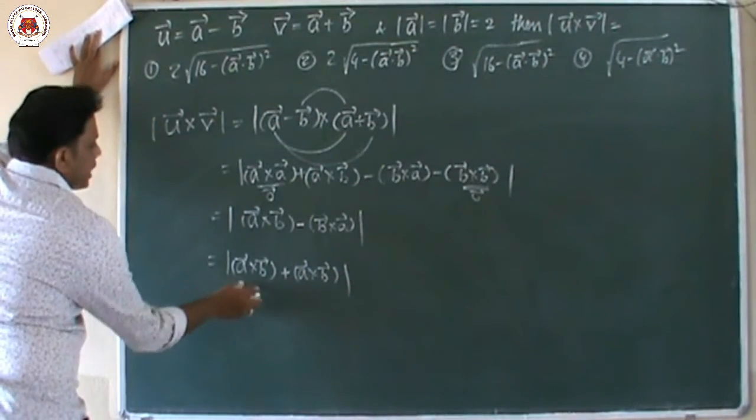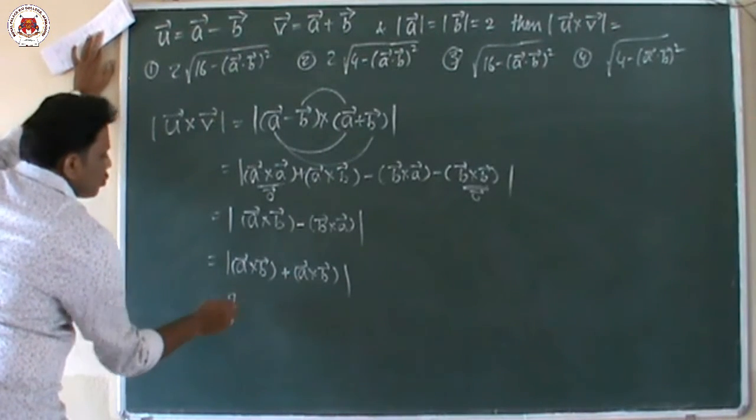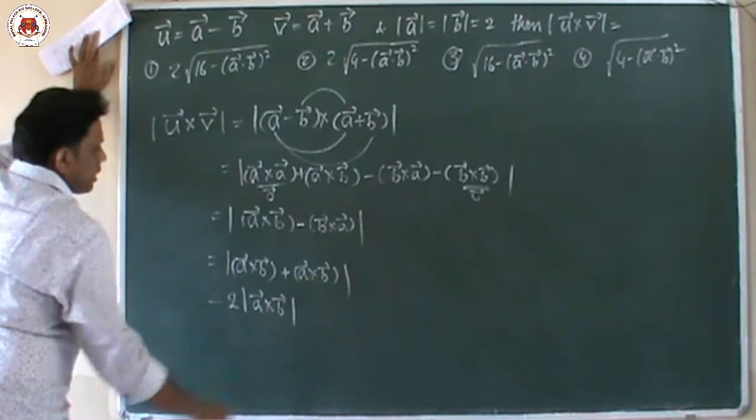Then what happened? A cross B plus A cross B is nothing but totally there are 2. So for 2 no need to put the modulus. 2 into mod of vector A cross vector B.